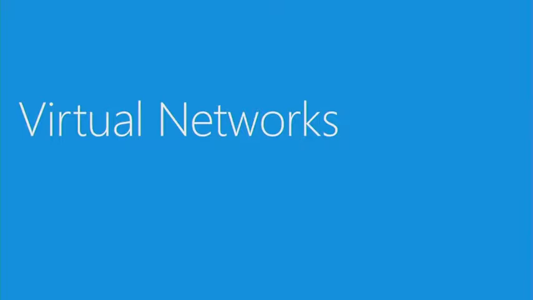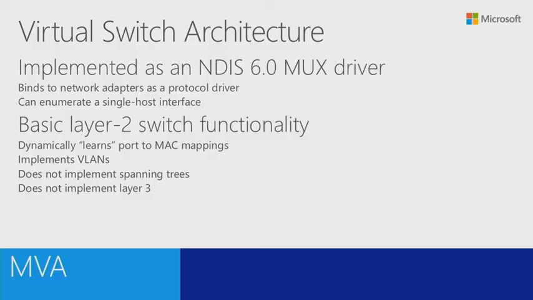So let's start with virtual networks for just a second. When it comes to virtual networking, we implement a virtual switch. And in Server 2008 and 2008 R2 Hyper-V, the virtual switch was pretty much a very basic unmanaged switch. Think of it as an unmanaged switch with VLANs for logical segmentation. It obviously is a switch, so it learns port to MAC mappings, doesn't implement spanning tree, doesn't implement layer 3. That's kind of where we've been with Server 2008 R2.